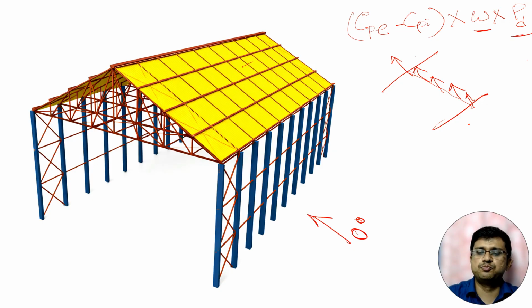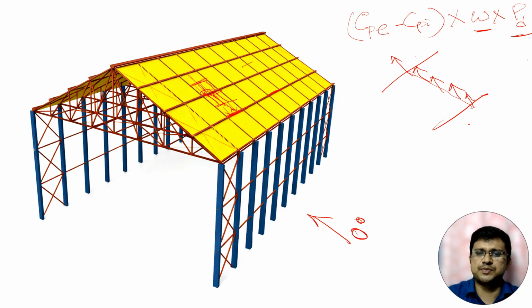Now how much will be the influence width of a purlin? The influence width of a purlin will be half on this side and half on this side. That means for this purlin, it is connected with this zone and this zone. Half the load from each side will come onto this particular purlin, and the rest of the load will go to the next purlin.